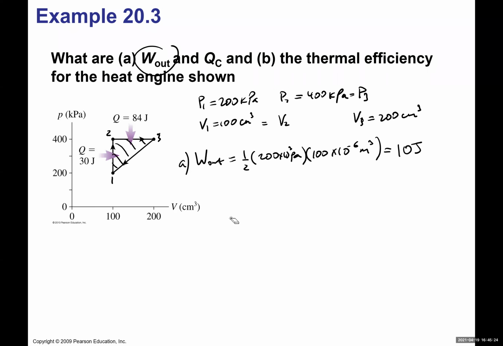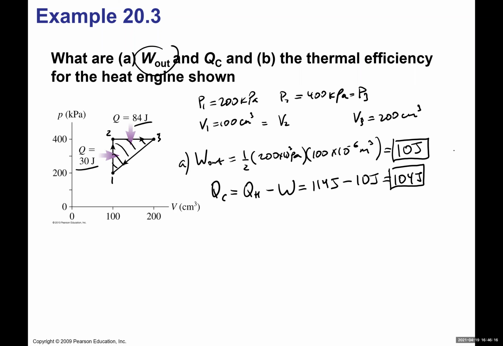Part A is also asking for QC, which is how much of that energy will be dumped out. Well, let's see. I have the work done, 10 joules. In order to find QC, remember QC is equal to QH minus the work done. I don't directly have QH given in the problem, but it's given in the diagram. We have 30 joules at one point, 84 joules at another, so overall 114 joules entering the system. That means 114 joules is my QH, minus 10 joules work done. So we get 104 joules. Okay, so 104 joules is my QC, and 10 joules is my work done.